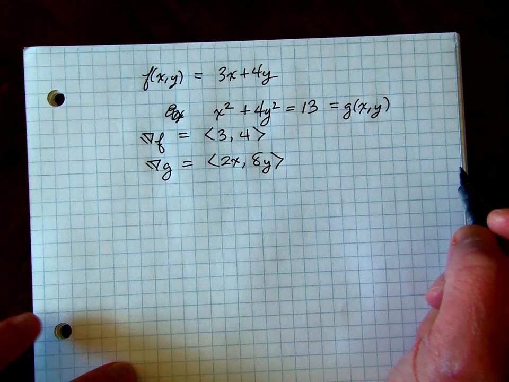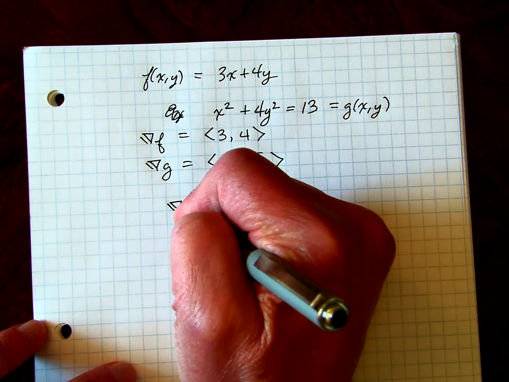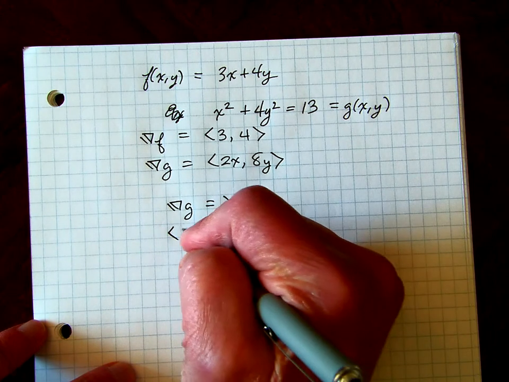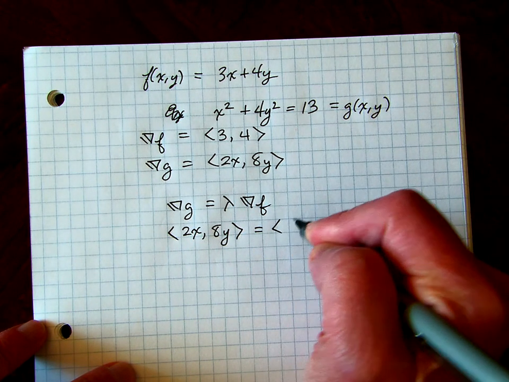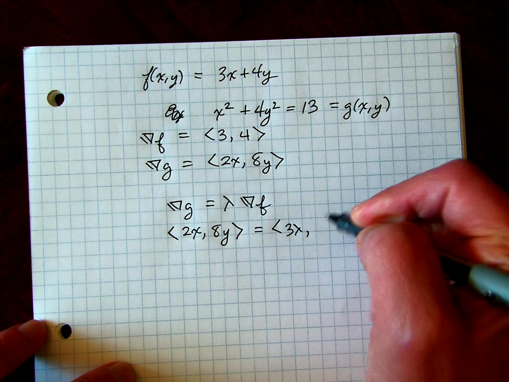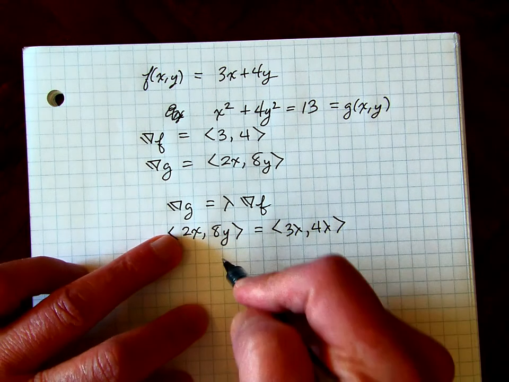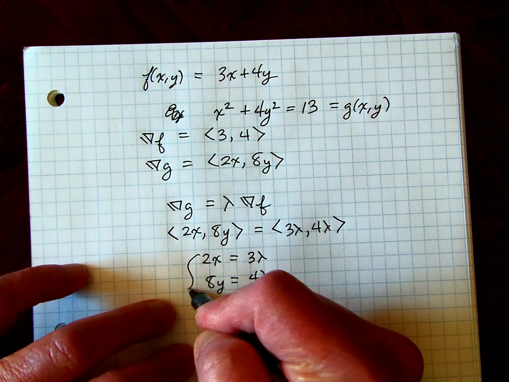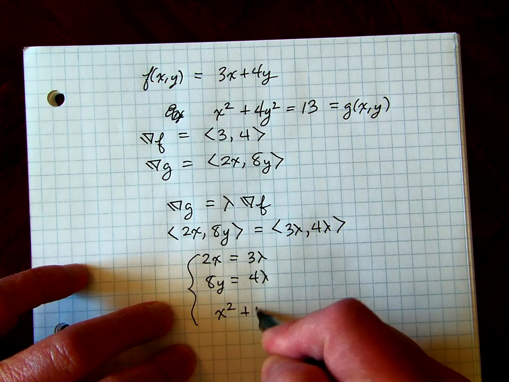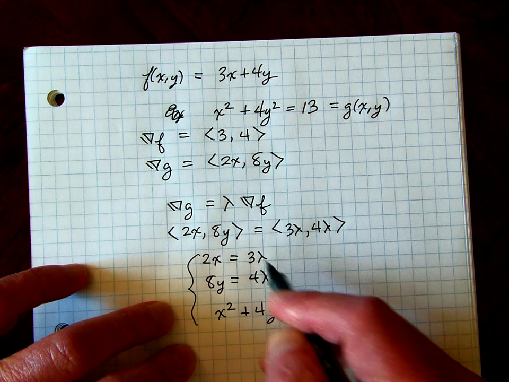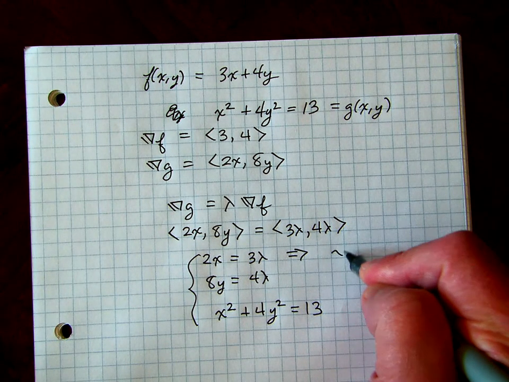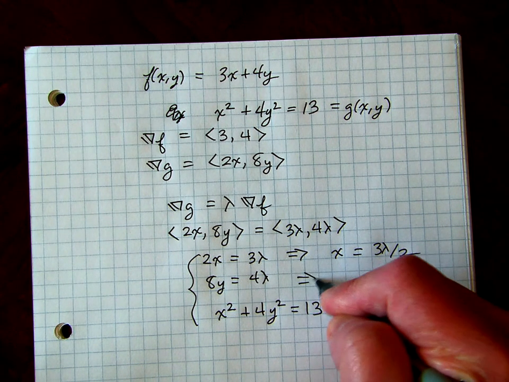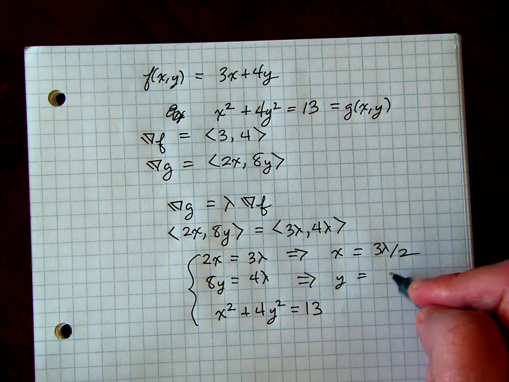When we put these together, and we have del g has to be lambda del f, we're going to have 2x, 8y equals 3 lambda, 4 lambda, or 2x equals 3 lambda, 8y equals 4 lambda, and just like before, the constraint serves as our third equation with the third unknown. So we have x, y, and lambda. Again, x is 3 lambda over 2, and y is 4 lambda over 8, or just lambda over 2.